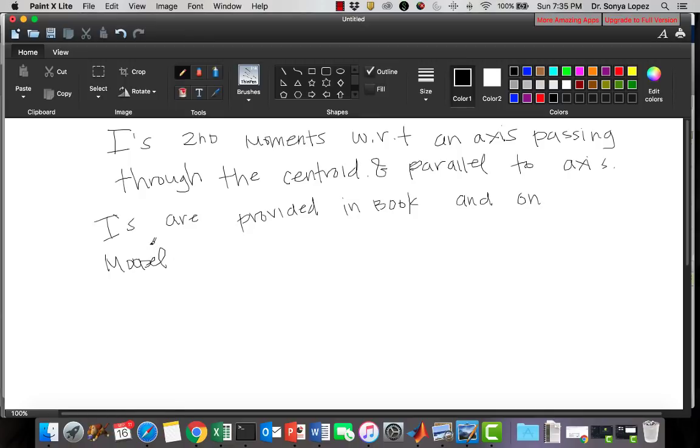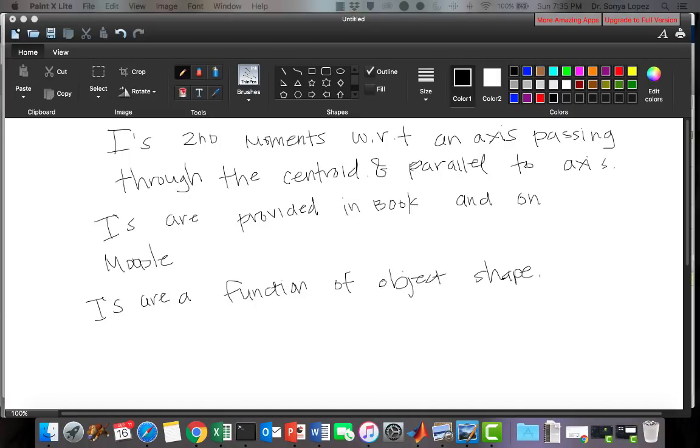So I have this chart that shows all of the locations of centroids for various shapes. Okay? Remember, I's are a function of object shape. Okay, I'm going to give you a second to write that, and I'm going to put up the image that is going to be already on Moodle.